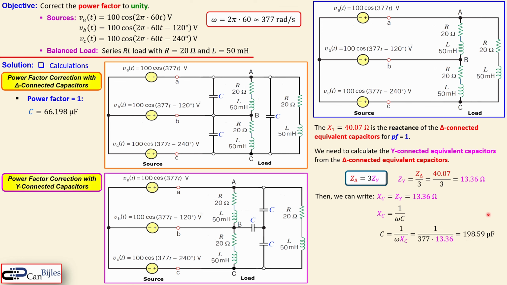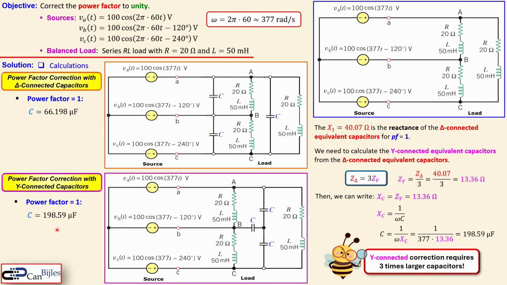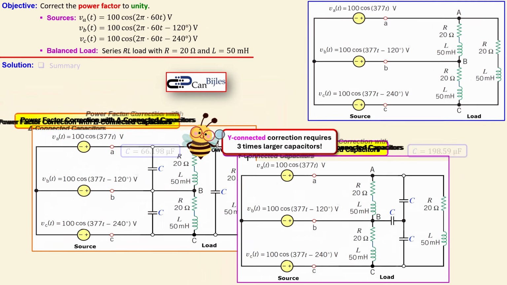So you have actually increased, in this case exactly 3 times, your capacitor value if you put it in this configuration. So our power factor is still 1, but now you have increased your capacitor, as said, by 3 times. So the Y-connected correction requires 3 times larger capacitors. Okay, this is now the summary.